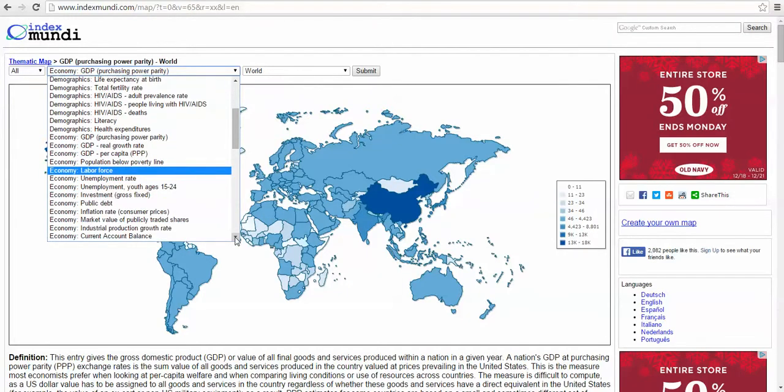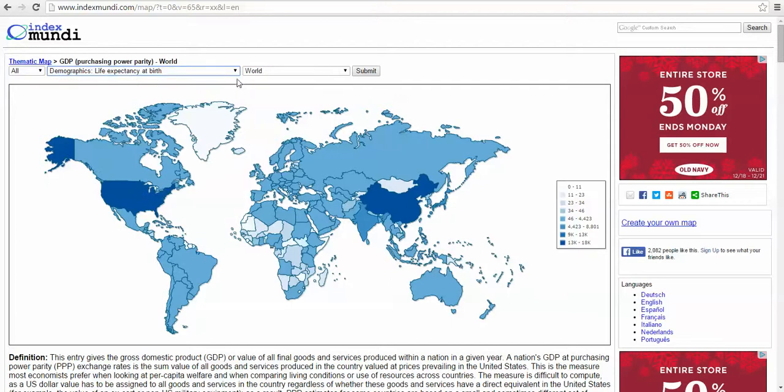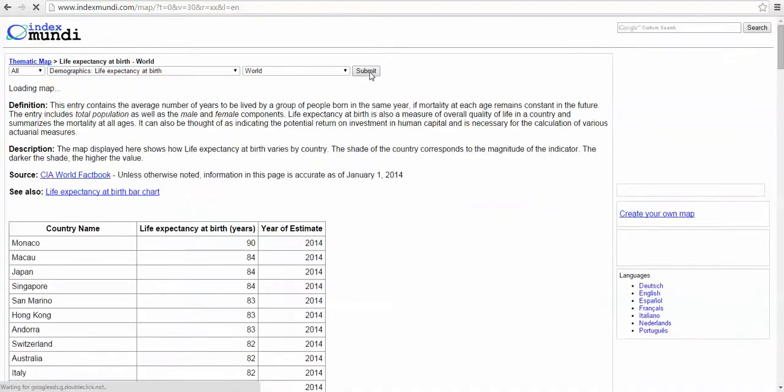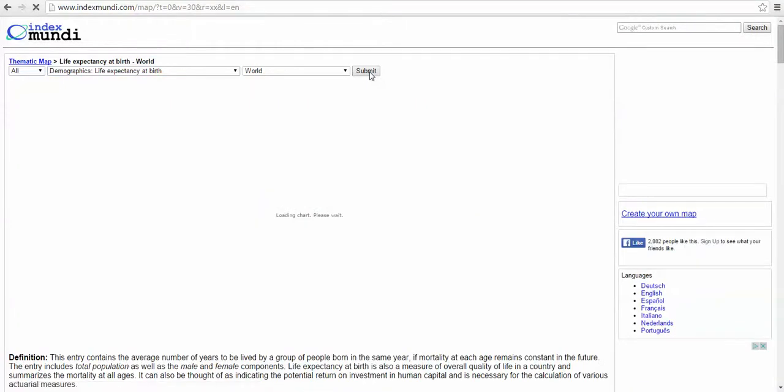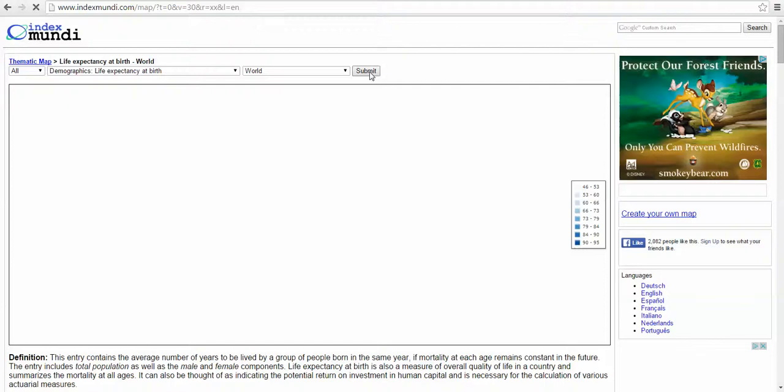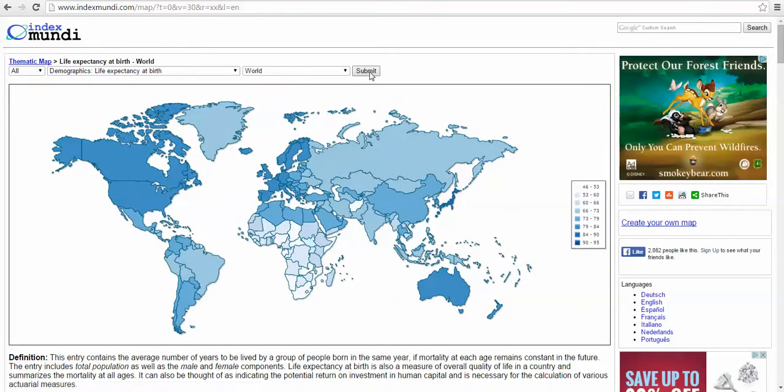The other ones that I would like you to look at are those associated with demographics and, for example, life expectancy at birth. If I click on that, again, demographics, life expectancy at birth, then leave this as world and click on the submit button. It'll take a minute for this to load, but what you're going to see again is that the world will be very clearly demarked into our major regions.